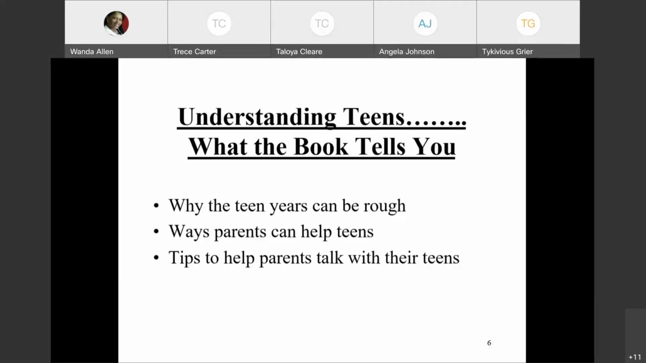Basically, before you even go into that, you want to start with your objectives, and they have those listed out for you. The objectives of this section include: discuss 2 reasons why the teen years can be rough on teens, discuss 3 ways parents can help teens, and state 3 tips to help parents talk with their teens. And note that you can use PowerPoint 6, use the objectives to tell people what they will learn in the session.